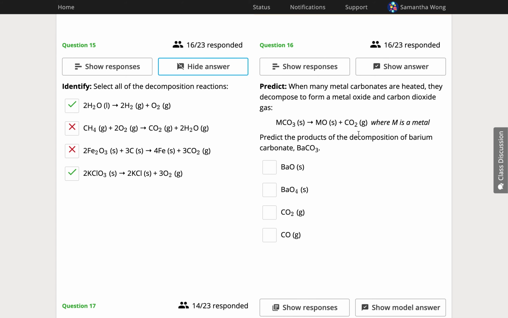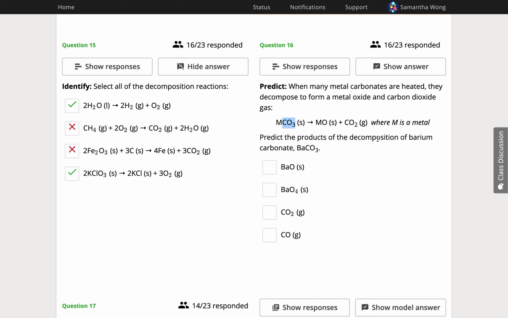Question 16. Now, when many metal carbonates are heated, they decompose to form a metal oxide and carbon dioxide gas. For example, MCO3 solid breaks down to form MO solid plus CO2 gas, where CO2 is carbon dioxide and M represents your metal. So this one just means it's your metal. CO3 is carbonate, so your metal carbonate.